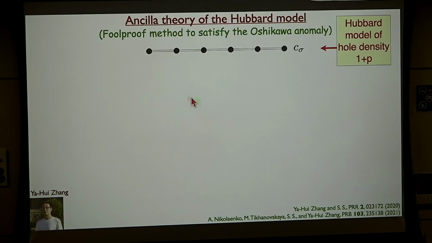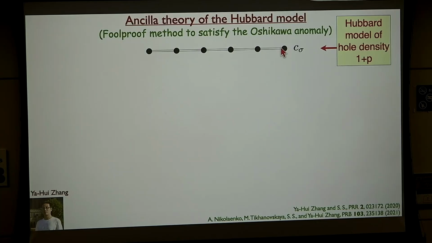Okay, that's working. All right, so you have a one-band model that I'm looking at edge on, and I want to get an FL star phase. At this point, I'm quite desperate. I'm willing to do anything. I just want some model which correctly accounts for Oshikawa's anomaly. It's like the foolproof, dummy's guide, so that even a dummy would obey Oshikawa's anomaly. I just do Hartree-Fock, and I will get an FL star phase. That's all I'm asking for.